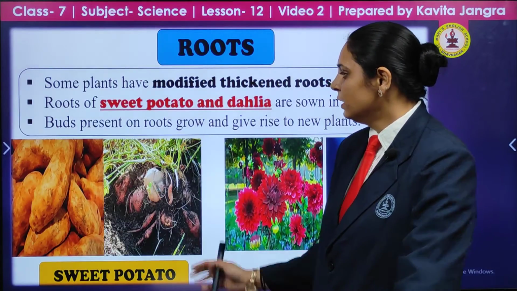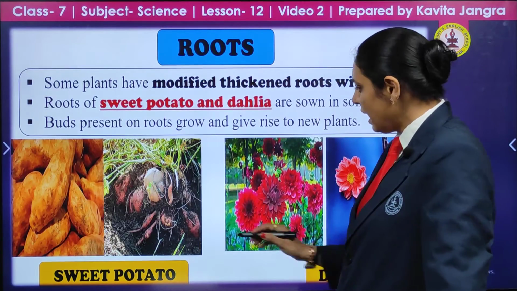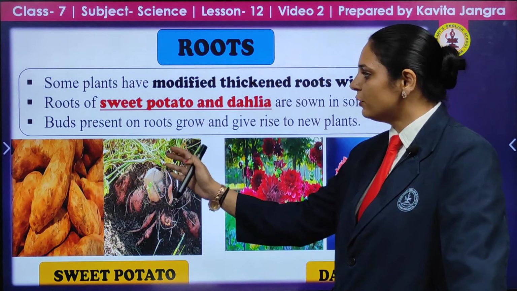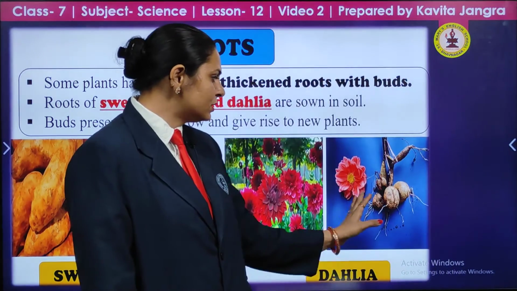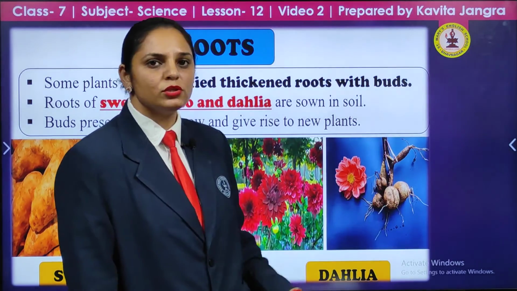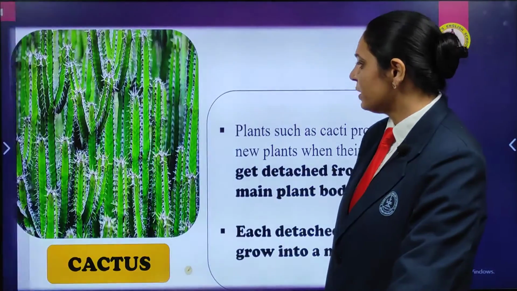Example is bryophyllum. And through the roots you can see the sweet potato and the dahlia. They have such types of different roots. When you cut these roots and plant them, grow them into the soil, they will give rise to a copy of the same parent plant. Okay, if you sow these roots into the soil, they will also give rise to a new plant. So these are the ways by which you can plant it.